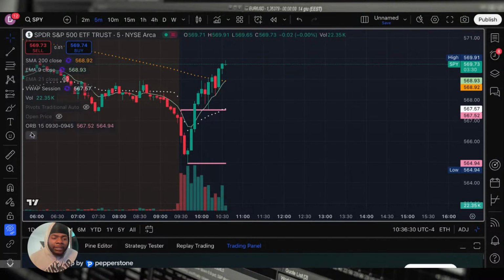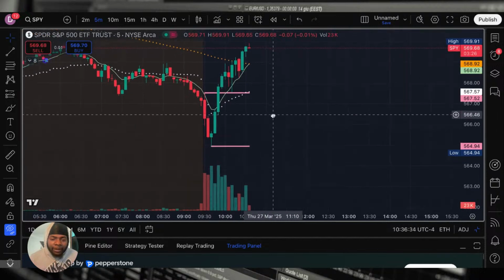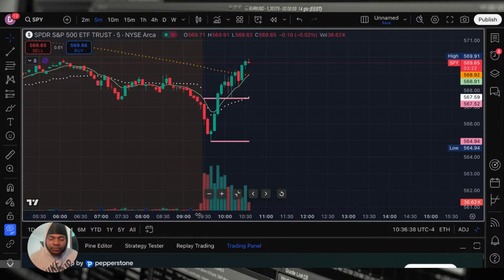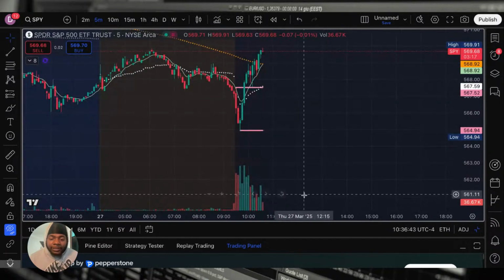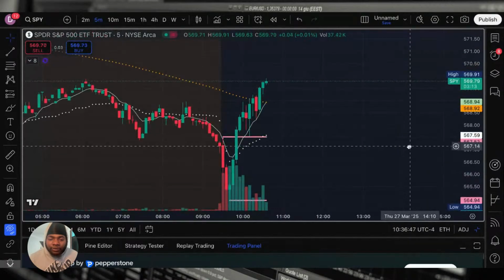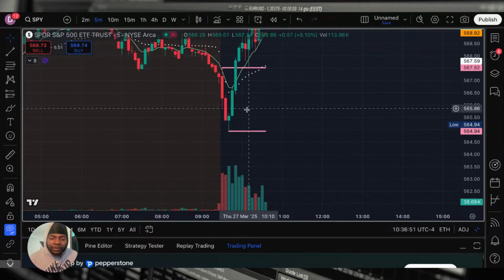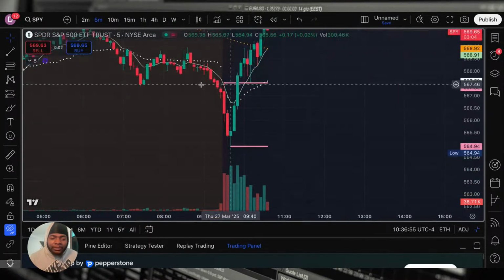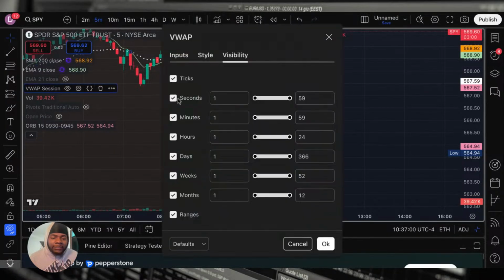The VWAP is the volume weighted price. So the VWAP is this white line right here. The VWAP is a for sure indication for me. This is just me. For sure indication that we are in an uptrend or a downtrend. So if we're trading above the VWAP, we're in an uptrend. If we're trading below the VWAP, you definitely know we're in a downtrend. You get what I'm saying? That's all the VWAP shows me, that white dotted line right there. Here's my settings for the VWAP.